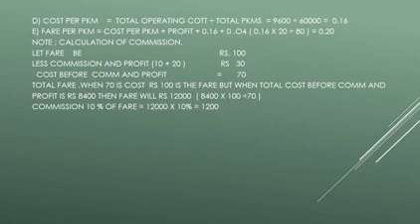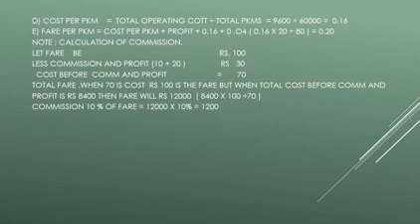So commission is 10% of the fare. So 12,000 into 10% comes to rupees 1,200. So 1,200 is the commission. Now total cost before commission and profit is 8,400. We have to add a commission 1,200. Then the total cost before profit will be rupees 9,600. So the total operating cost is rupees 9,600.